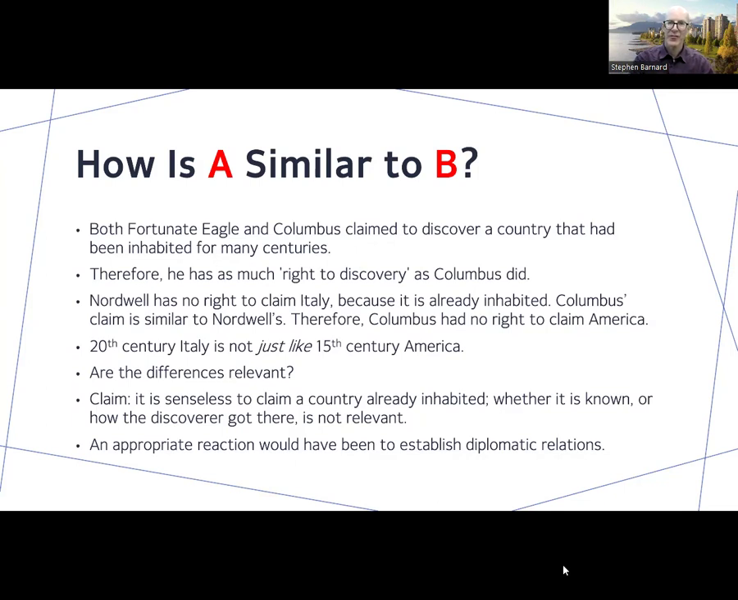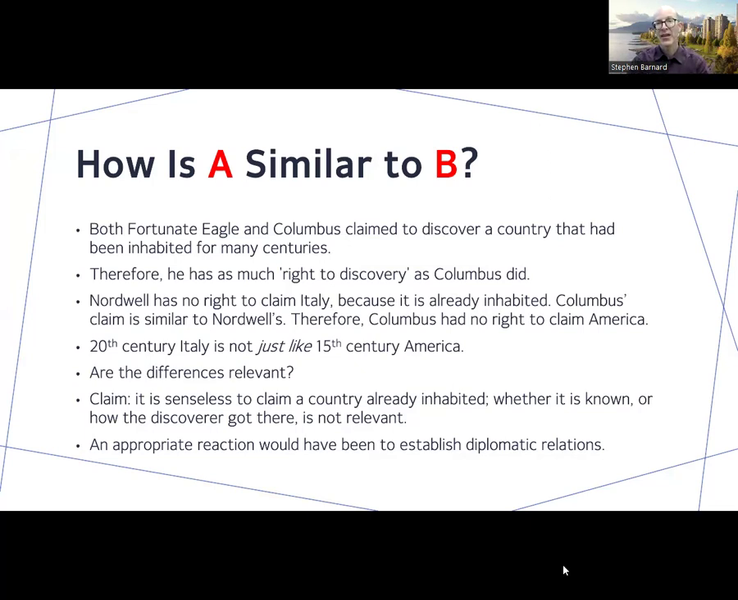And Fortunate Eagle, I'll use his native name, went to Italy and also found a land that had been inhabited for a long time. Therefore, he has as much right to discovery as Columbus did. Now, he's kind of pushing a case here that he knows he's wrong. Like he's saying, of course, I have no real claim to Italy, but by the same token, Columbus didn't have a right to America with his argument by saying it was his by the right of discovery. If it's not okay for Fortunate Eagle to go to Italy and say that the country is his by right of discovery, then it wasn't right for Columbus to go to the Americas and say the same thing.